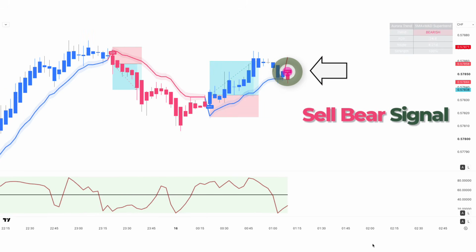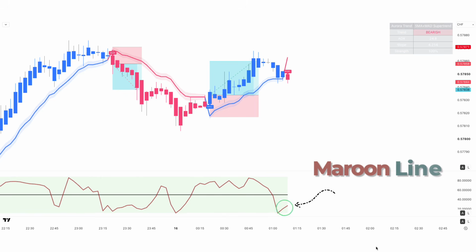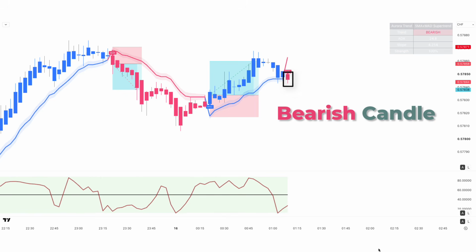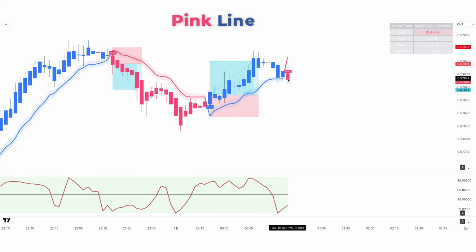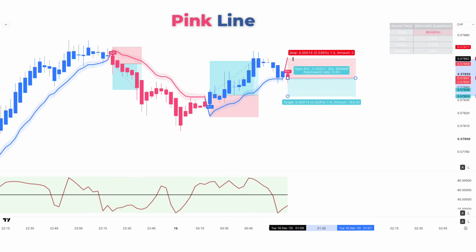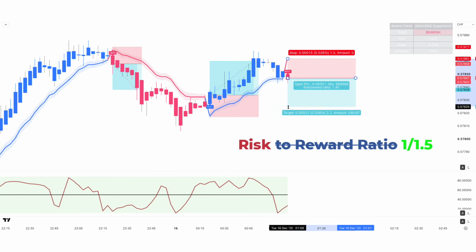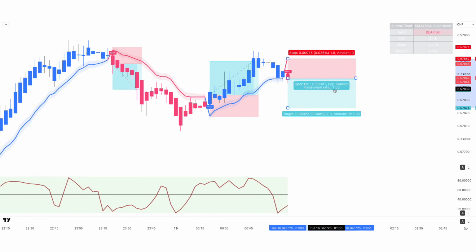Here the SMA MAD trend arrow down is a sell signal. Here the maroon line of Vervoort smoothed is below the zero line. Here the market has made a bearish candle to give confirmation. So all our conditions are being fulfilled, so we are placing an order to sell. Our stop loss is to be placed at the pink line, and the risk to reward ratio will be 1:1.5.